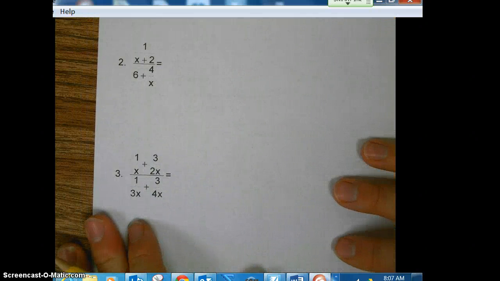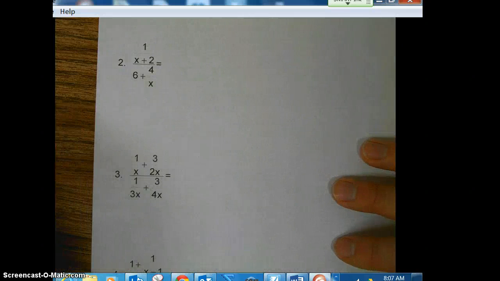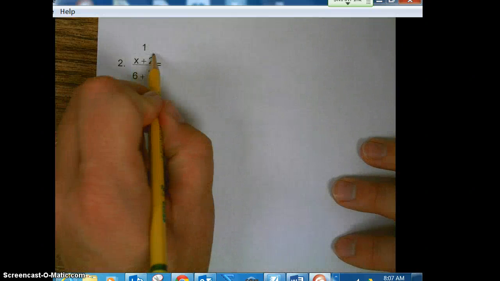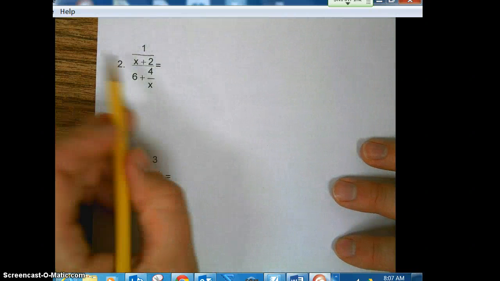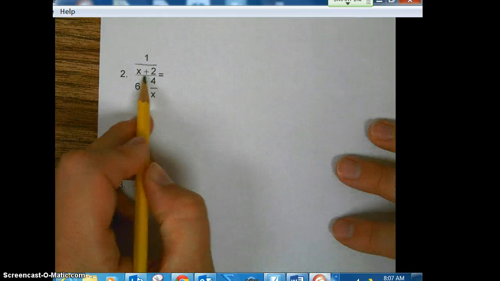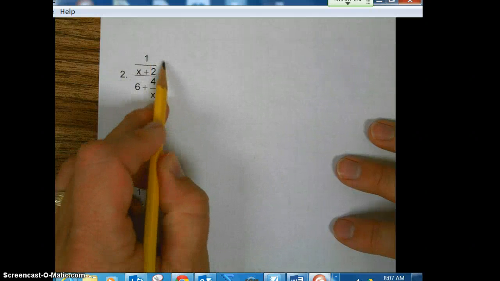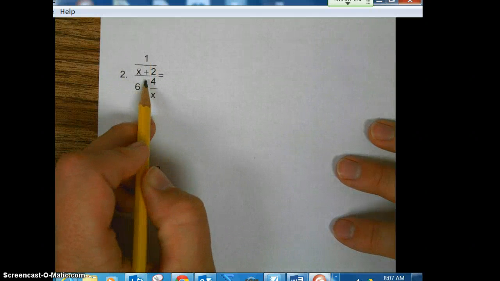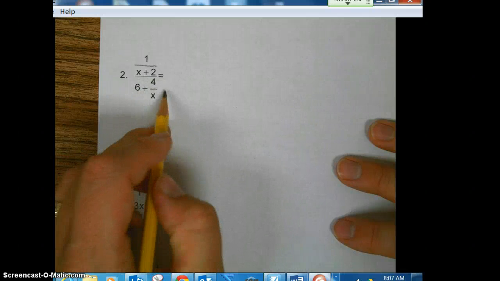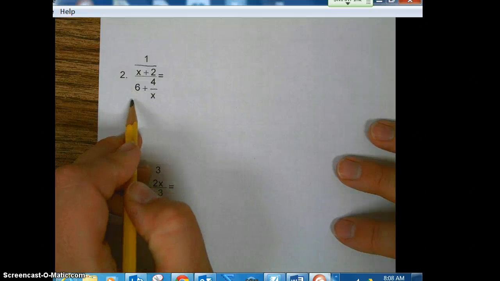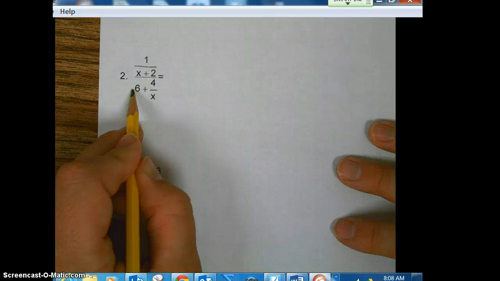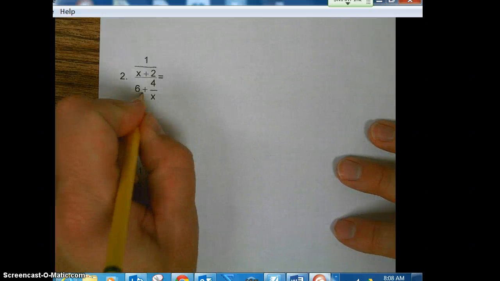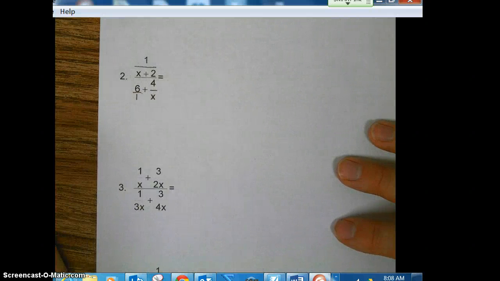Let's take a look at number 2. My lines aren't showing up real well here, but this is 1 over x plus 2, over 4 over x. Remember, first thing we want to do is, can we simplify the numerator? No. Nothing we can do in the numerator. Look at the denominator. Can we simplify the denominator? Yes. We're adding 2 separate fractions here. So remember, we put the integer over 1.